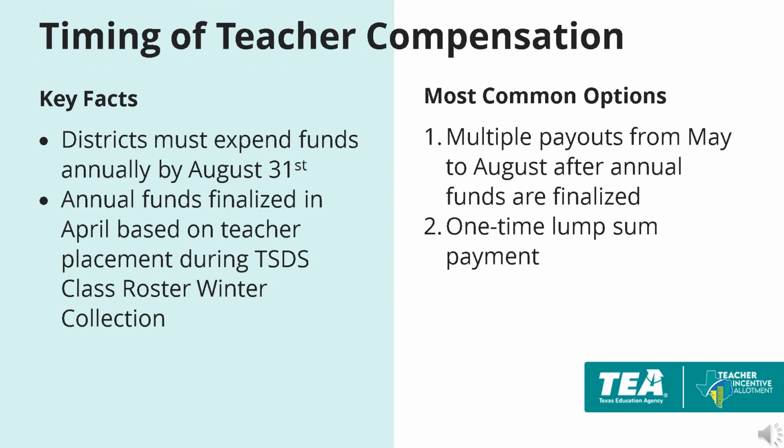In terms of timing for teacher compensation, first, districts must expend funds annually by August 31st, and it's based on the allotment amounts that are finalized each April, which are based on the winter roster submission. Common options for districts include doing multiple payouts from May to August after annual funds are finalized, or doing a one-time lump sum payment, especially in the first year that a district may be receiving a generated TIA allotment.